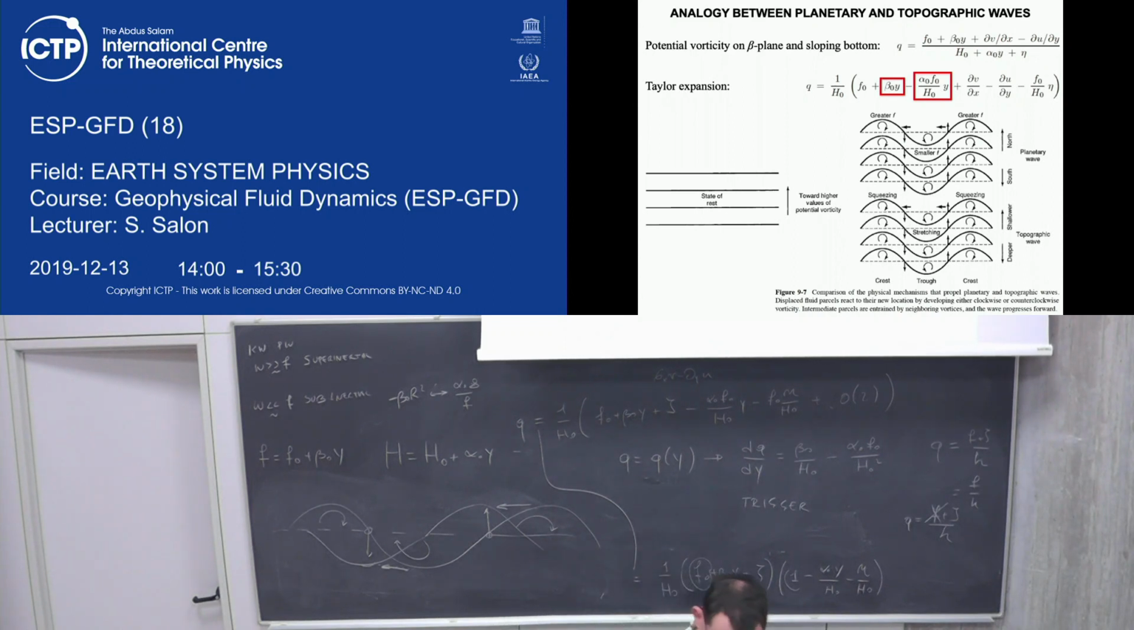So the major difference between the planetary wave and the topographic wave is what drives them. One is the beta effect and one is just topography. Exactly. In the dispersion relation, it's the same. You have exactly the same, just don't forget to change this.